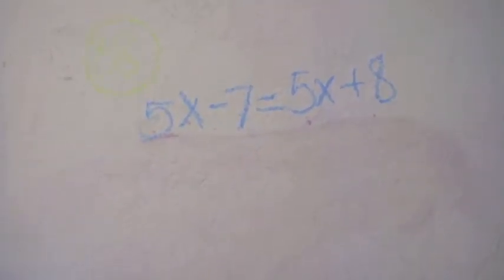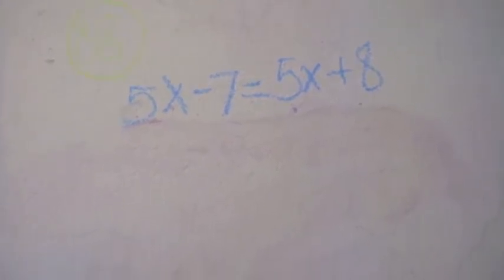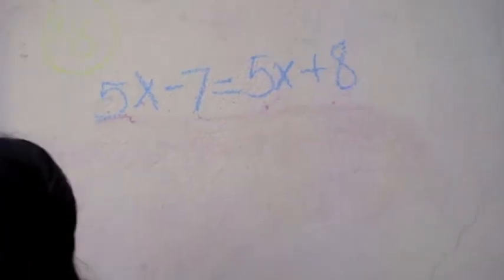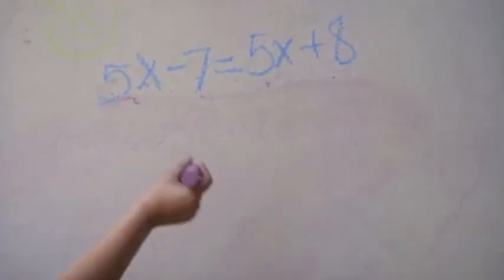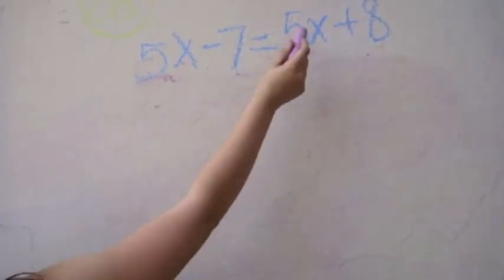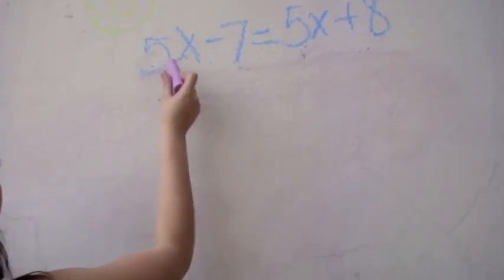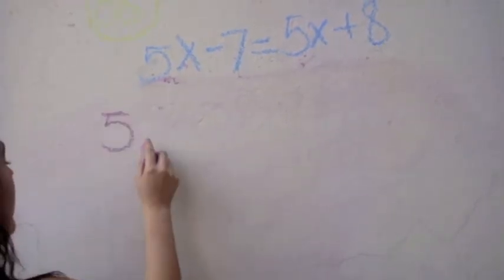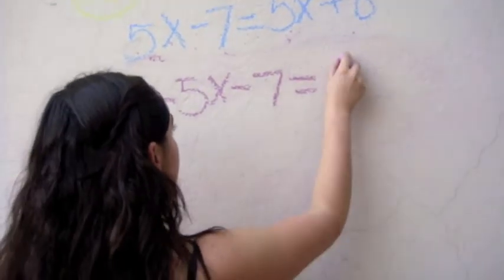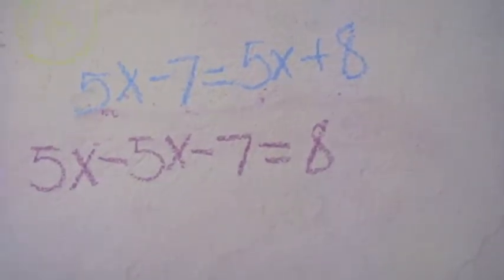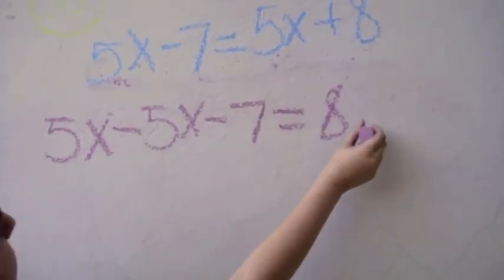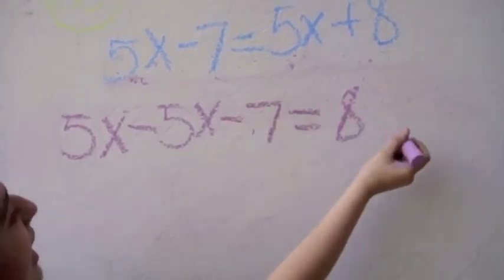Problem 88. We will solve this problem because it's solving linear equations. So our problem is 5x minus 7 equals 5x plus 8. The first step is to pass all the terms with variables to one side, and in this case it will be the left side. So this positive 5x will pass to the other side as a negative 5x. So it will be 5x minus 5x minus 7 equals 8. The second step is to have all the numbers without variables on the same side, which in this case will be the right side. So we pass this negative 7 as a positive 7.